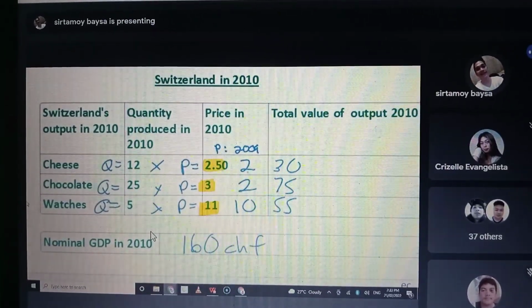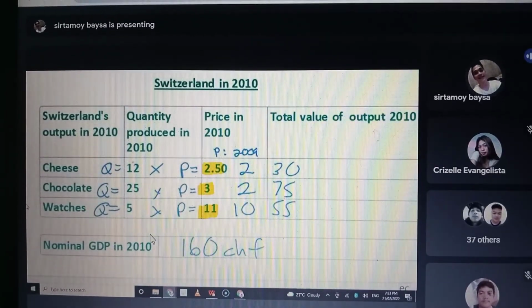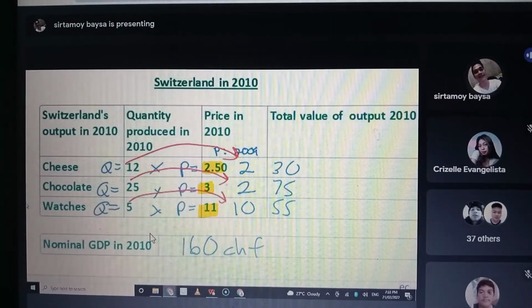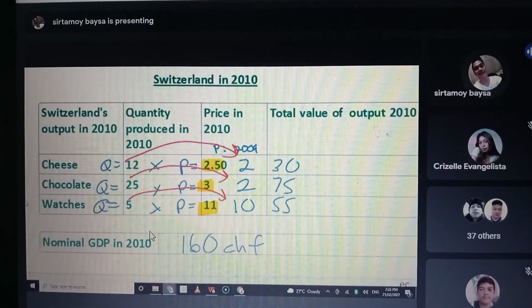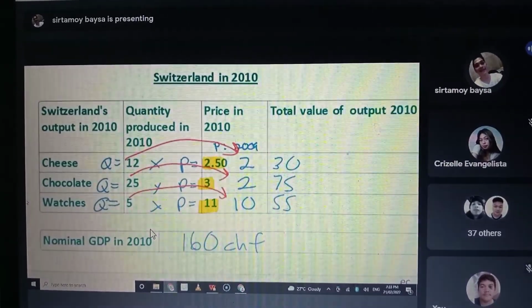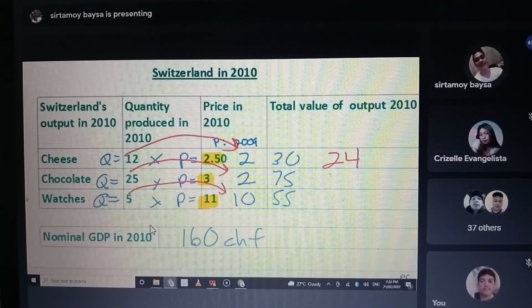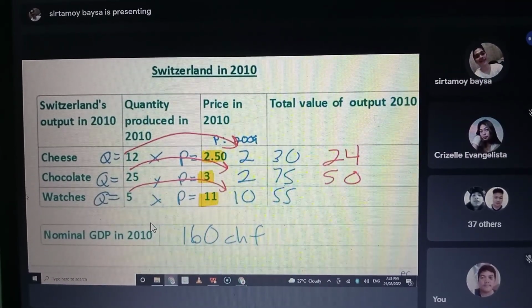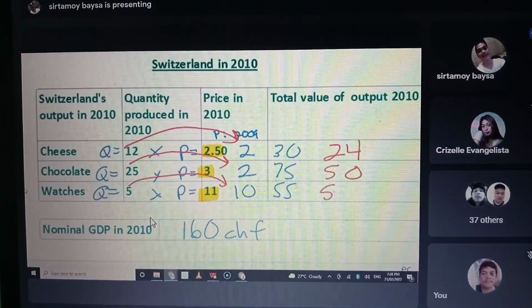Once we have multiplied the output in 2010 by the prices in 2009, we will have Switzerland's real GDP in 2010. So Switzerland produced 12 cheeses at the 2009 price, giving a value of 24 francs. 25 watches at 2009 prices created a value of 50 francs, and 5 watches in 2010 using the price from 2009 gives us a value of 50 francs.